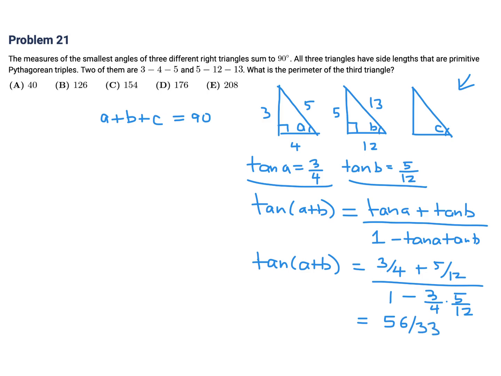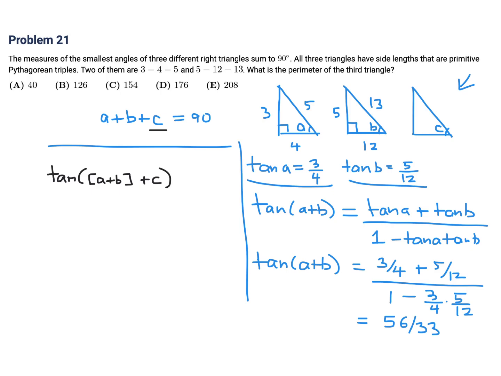All right. I think that's pretty decent progress so far. Now we are going to start to include C. So we're going to do tan of A plus B plus C, that whole thing. And that is the equivalent of the tan of 90, correct? Because A plus B plus C is equal to 90. So the tan of 90, I believe, is undefined.